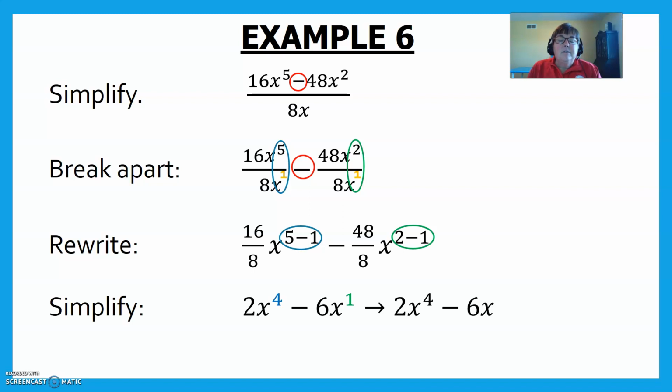16 divided by 8 is 2. X to the 5 minus 1 is 4, so x to the 4th. And 48 divided by 8 is 6. And then I have 2 minus 1 for the exponent, which is 1, so I get x to the 1st. And there's that x to the 1st again, so I just clean it up and make it 2x to the 4th minus 6x. So it is just the same process every time. Break apart, rewrite, simplify. So as long as you're dividing by a monomial, that's what you're going to do. Break apart, rewrite, simplify.